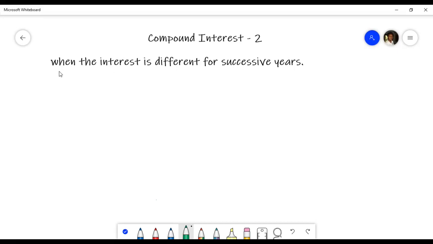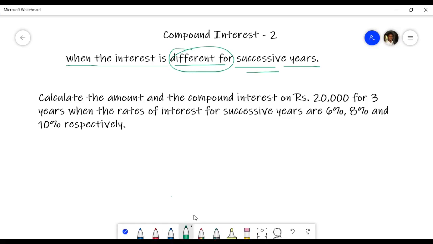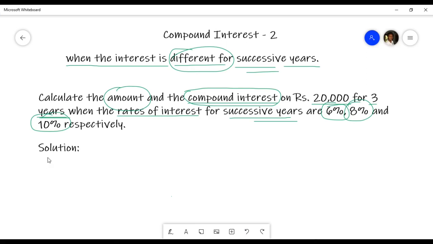Today we will see how to find compound interest when the interest rate is different for successive years. Here is the question. Calculate the amount and the compound interest on rupees 20,000 for 3 years, when the rates of interest for successive years, that means year 1, year 2 and year 3, are different, not the same: 6%, 8% and 10% respectively. Let's see how to solve this question.